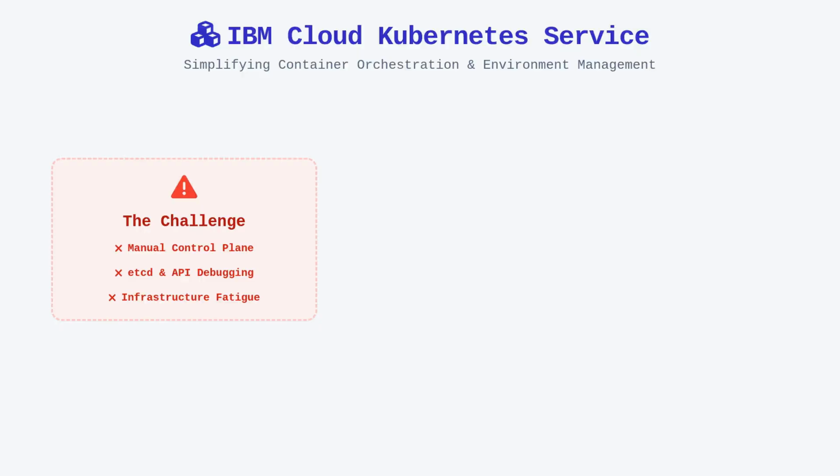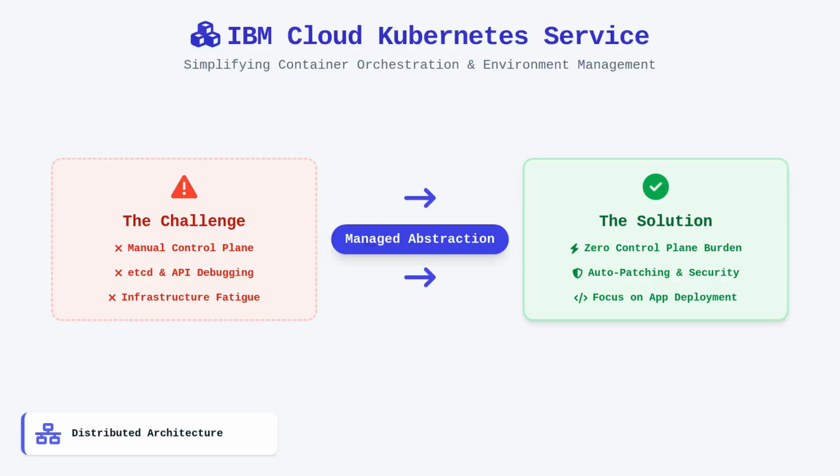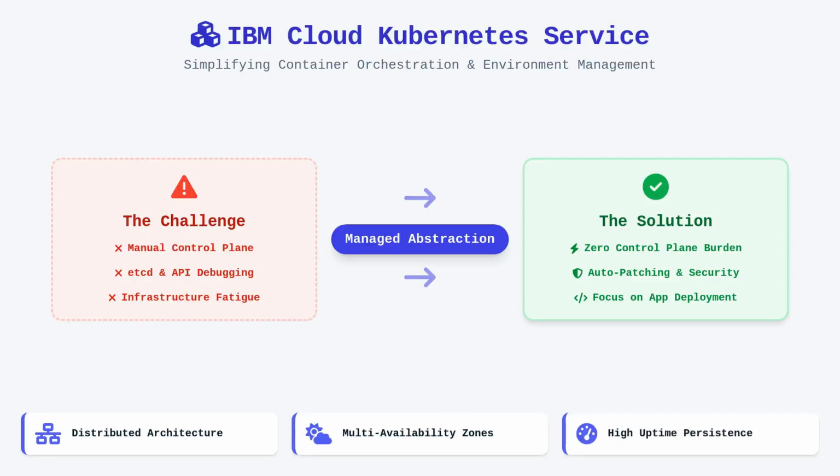By abstracting this administrative overhead, developers can direct their energy toward deploying applications rather than debugging infrastructure components or wrestling with underlying software updates. This managed approach ensures that the control plane remains highly available and is patched automatically, reducing the risk of security vulnerabilities while ensuring the environment remains current with the latest version standards. Because these components are distributed across multiple availability zones, the architecture inherently protects against localized failures, providing a persistent and stable foundation for services that require high uptime.